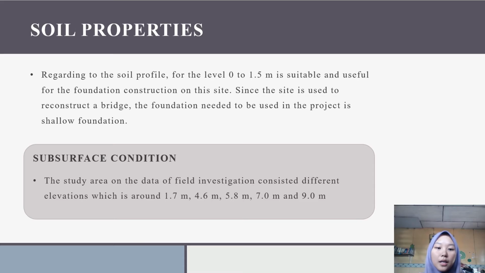For the soil properties, regarding the soil profile, the level 0 to 1.5 meter is suitable and useful for the foundation construction on the site. Since the site is used to construct a bridge, the foundation needed in this project is a shallow foundation. For the subsurface condition, the study area of the field investigation consists of different elevations, which are around 1.7 meter, 4.6 meter, 5.8 meter, 7 meter, and 9 meter depth of borehole.